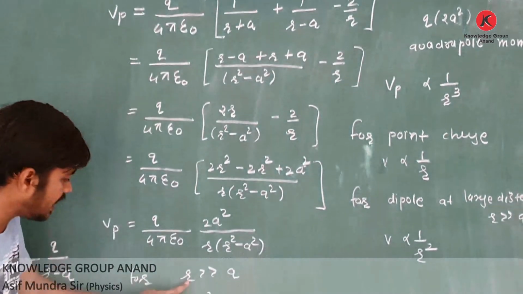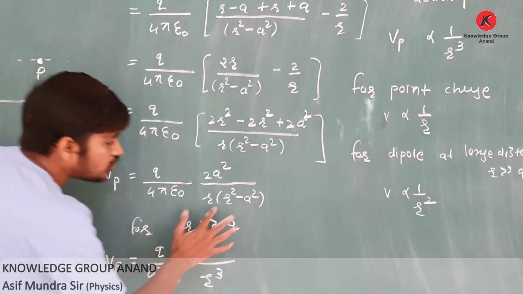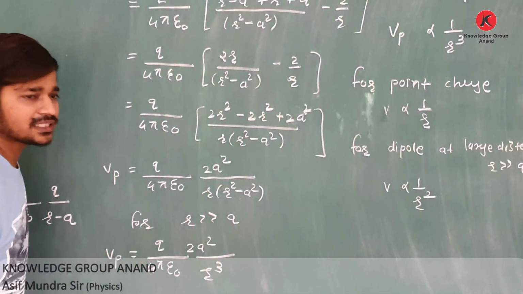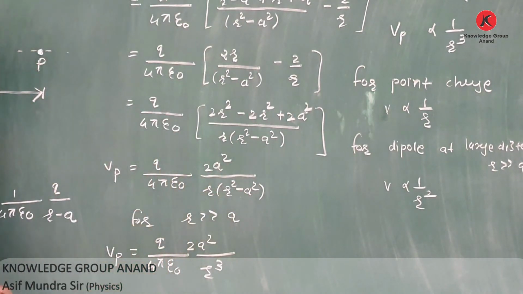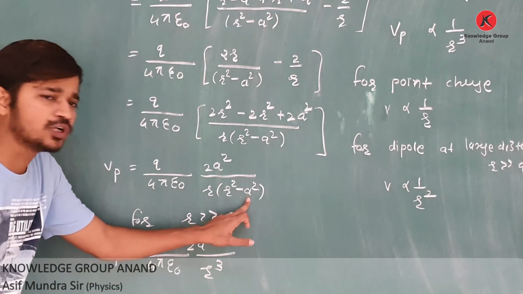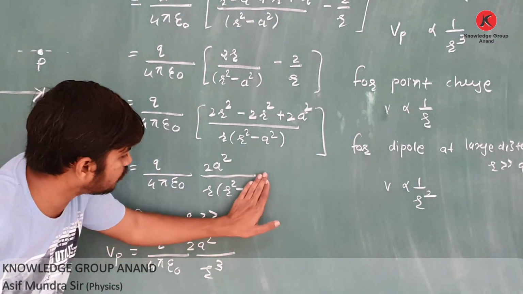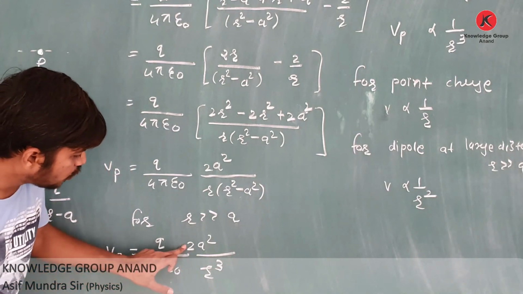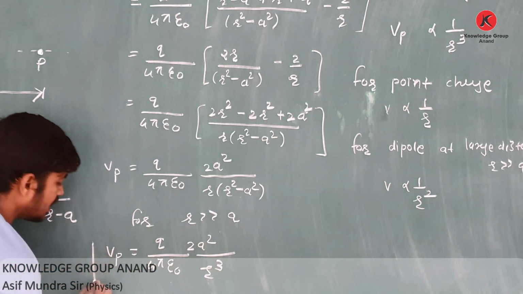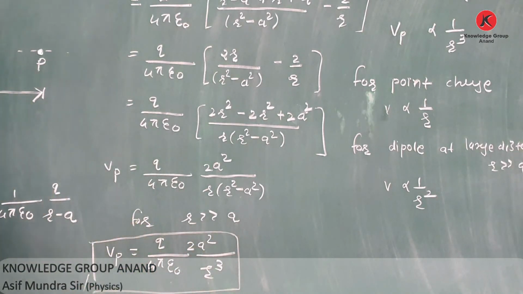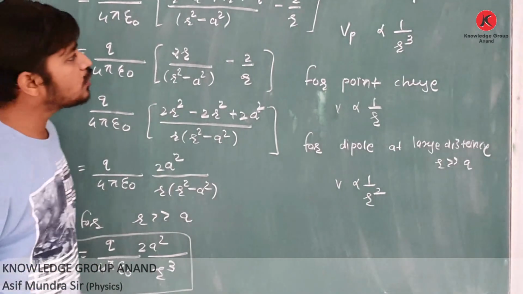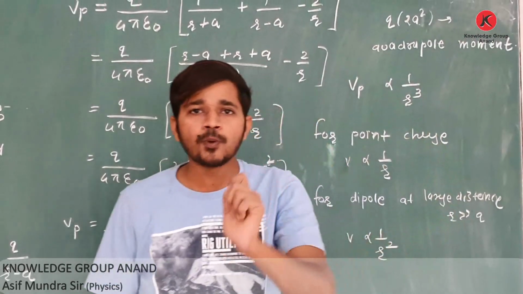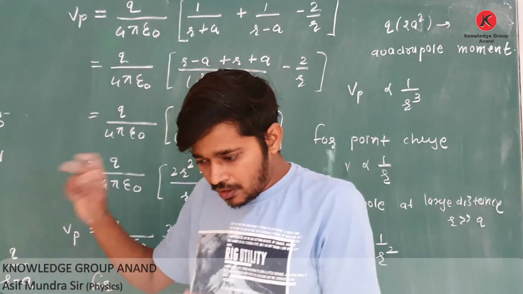Now in the question you are given that the distance is to be taken at a very large distance. r is very much greater than a. So in the denominator, r square minus a square will be nearly equal to r square, or you can take a equal to 0. Then r into r square will be r cube. So Vp is equal to q upon 4 pi epsilon 0, 2a square upon r cube. This is the equation of potential due to an electric quadrupole. You have to remember one point: q into 2a square is called the quadrupole moment.